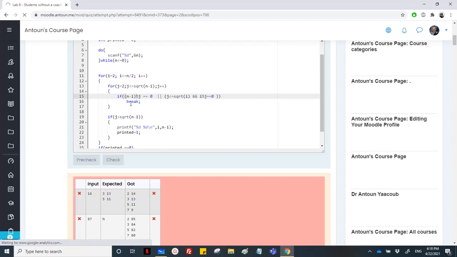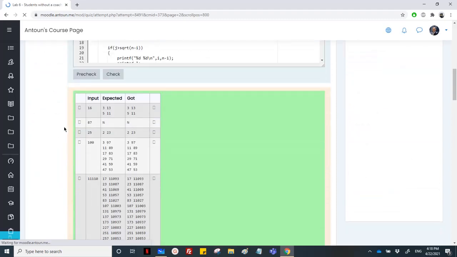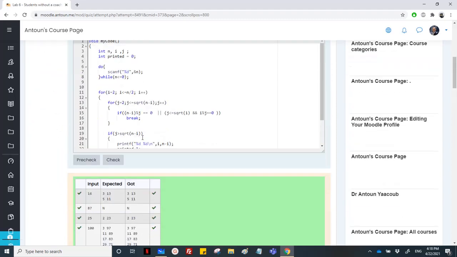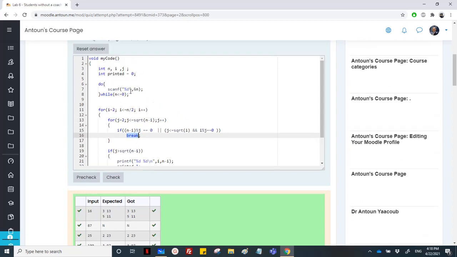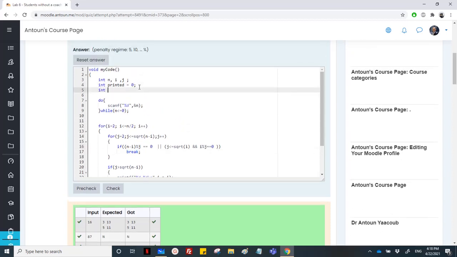So I will solve again this, but without using a break, just to know how to see and check and use other types of solutions. So this one will pass. So instead of break, I'll be using another flag. So let's call it divisible.